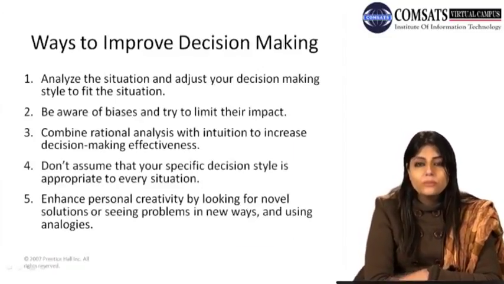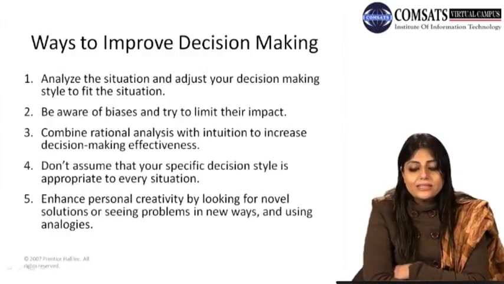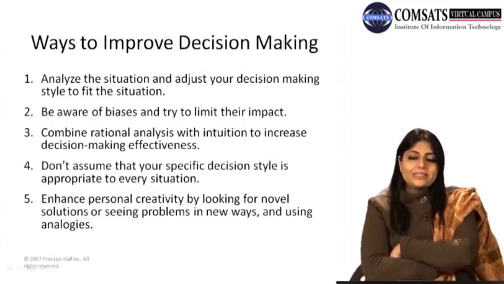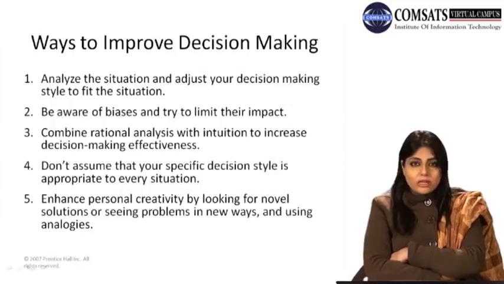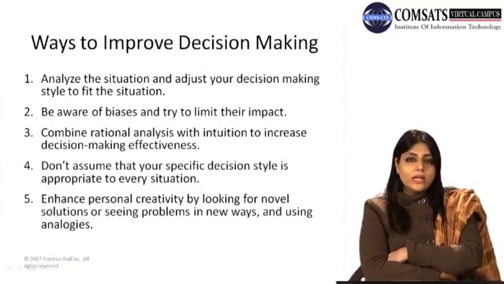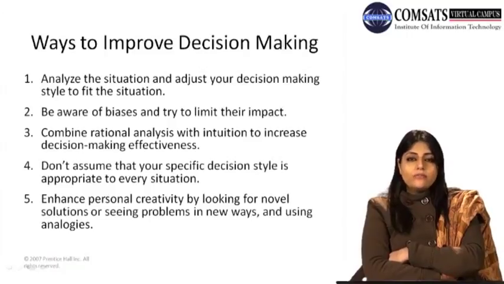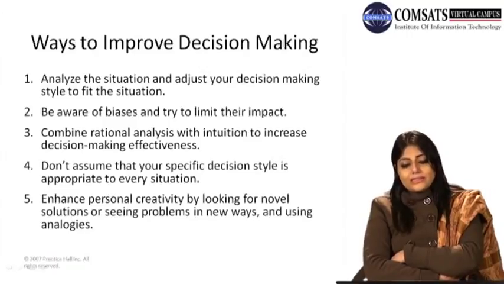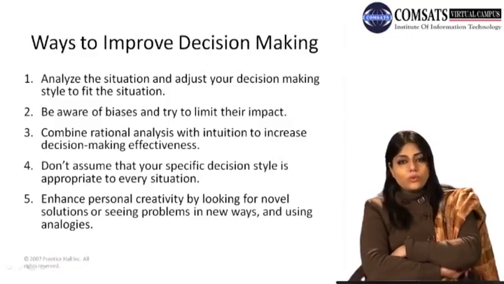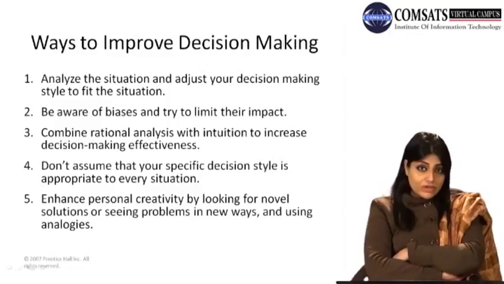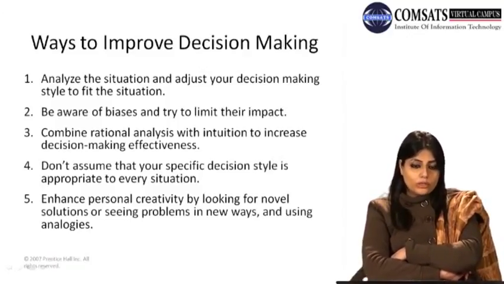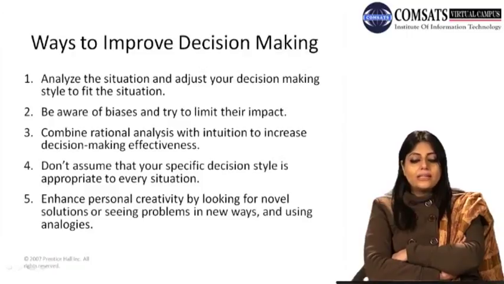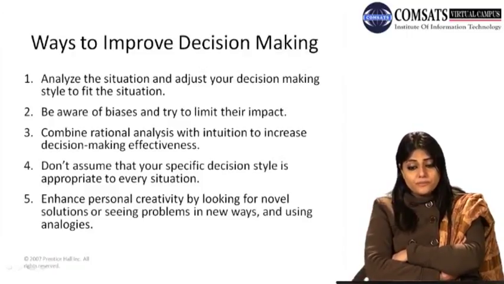So there are a number of ways to improve decision making, such as analyze the situation and adjust your decision making style to fit the situation, be aware of biases and try to limit their impact. We studied here a number of biases that can really make our decision making faulty and erroneous. We need to overcome those biases while making our decisions. We combine rational analysis with intuition to increase decision making effectiveness. So it should not be only intuitive decisions, it should not be only rational decisions, but it should be a combination of both. Don't assume that your specific decision style is appropriate to every situation, right?